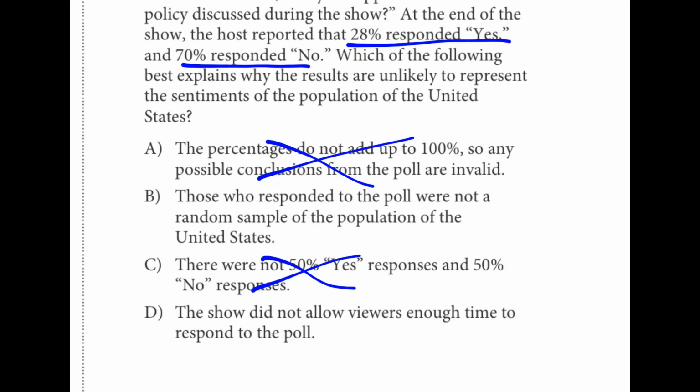And the viewers had plenty of time. It's just that it wasn't a random sample. What if this is a liberal or conservative show? The data could be quite skewed.